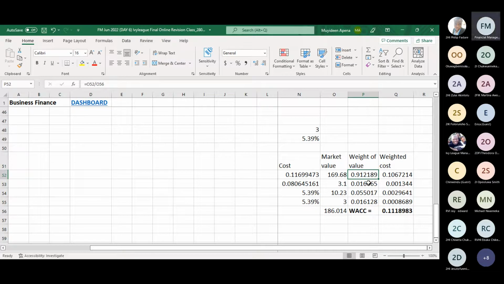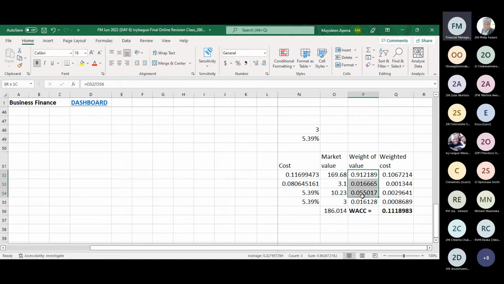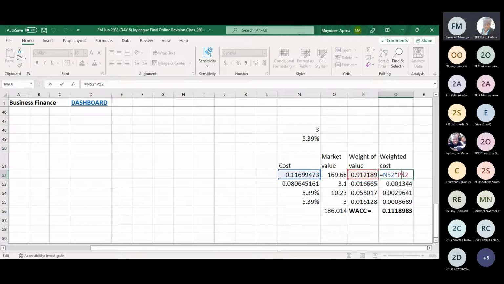So for the next instrument, preference shares, take the value of preference shares divided by the total market value of the company, and you do the same to this. From here, you get all the weights, all their individual weights. The individual weight multiplied by individual cost gives you weighted cost. For each of them, then you sum all the weighted costs to get WACC.